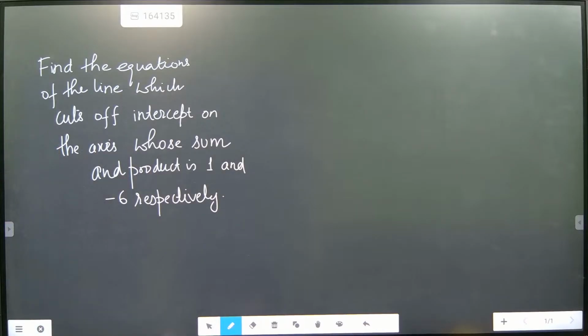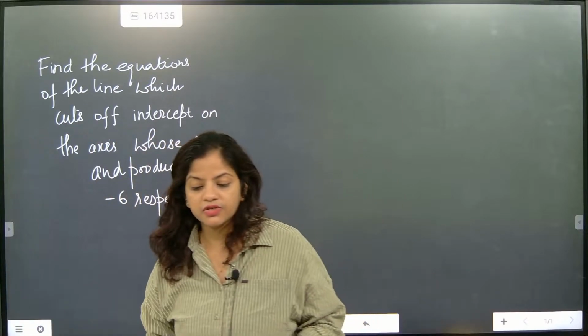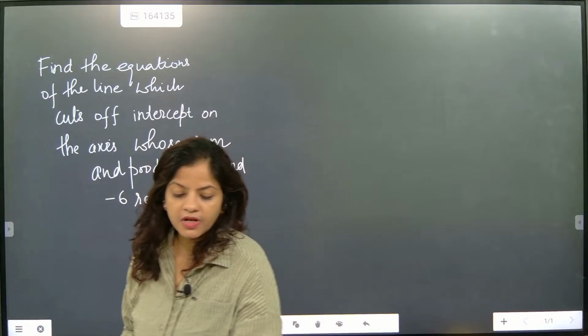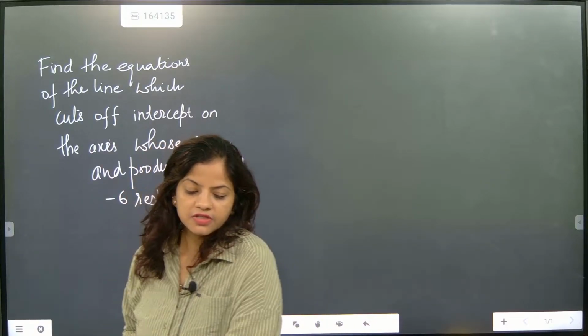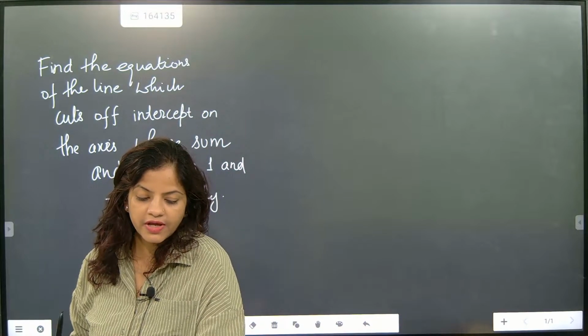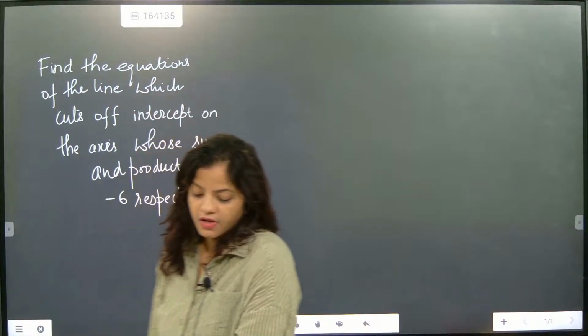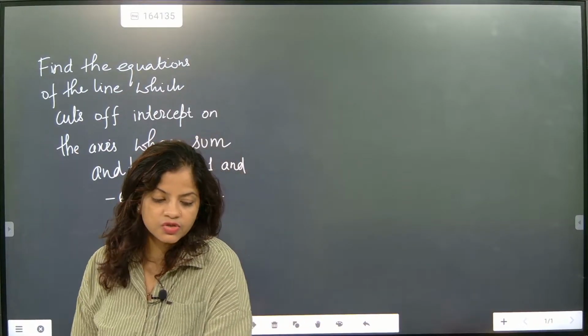Find the equation of the line whose intercepts on the axes have sum and product 1 and -6. So definitely it is the intercept form equation. The two possible equations of the line are 2x minus 3y equal to 6 and 3x minus 2y equal to 6. Okay, normal typing is also okay. We'll check 3x minus 2y equal to 6.